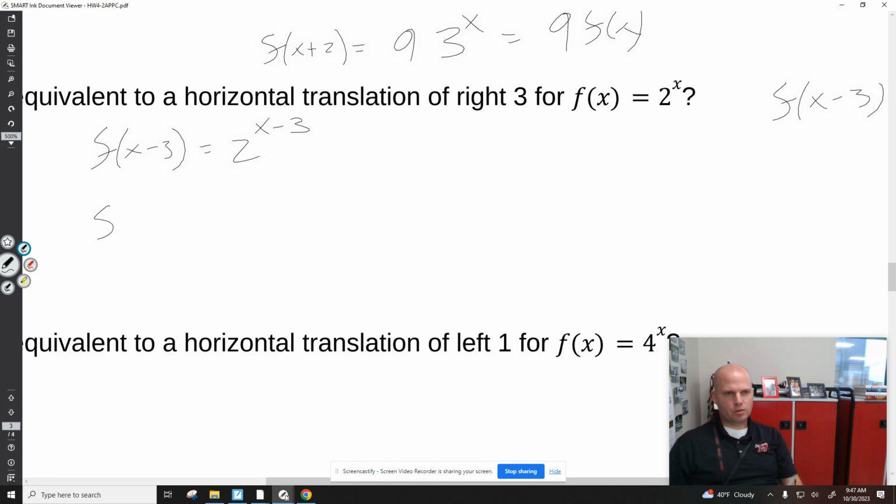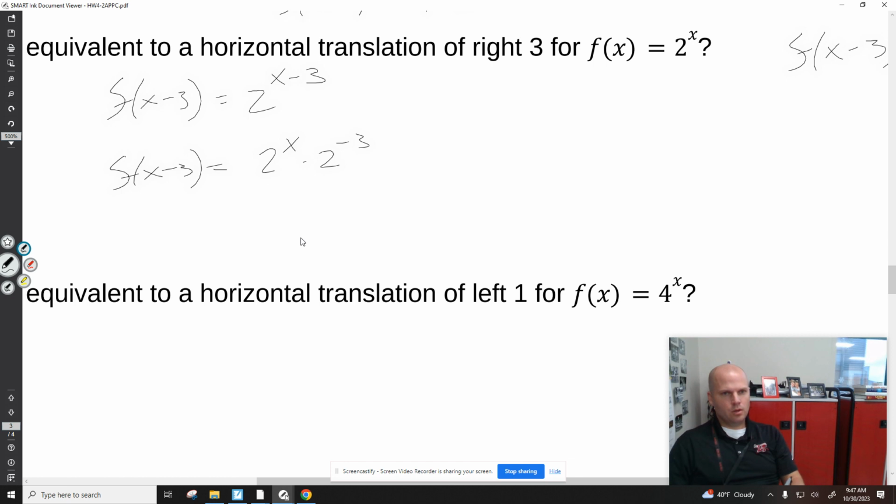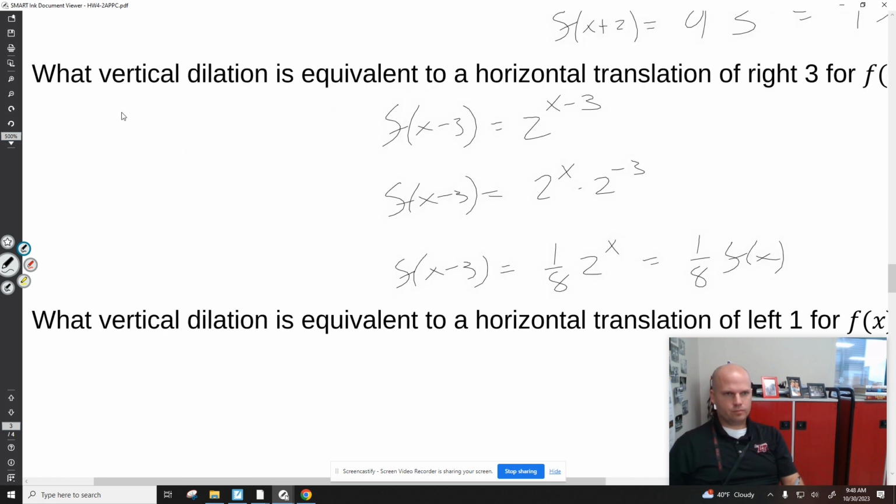But use some exponent rules. I get 2 to the x times 2 to the negative third, dividing by 2 three times, 1 over 2 cubed, 1/8. We get that the horizontal translation right 3 is equivalent to a vertical dilation of 1/8 for 2 to the x. So there's that vertical dilation, factor of 1/8.